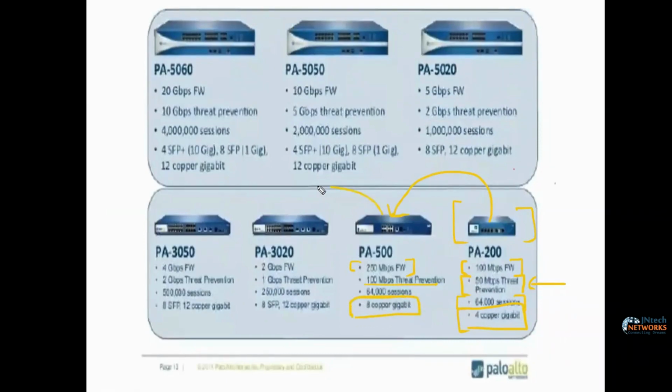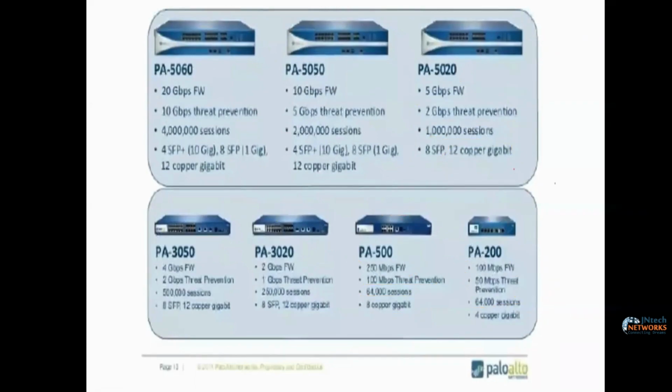You can go for higher if required. PA3000, PA3050, PA5020, for example, can provide you 5 Gbps firewall throughput, 2 Gbps dedicated for threat prevention technique, and it can support approximately 10 lakh sessions, with 12 copper gigabit ports and 8 SFP ports. So these are the physical hardware.